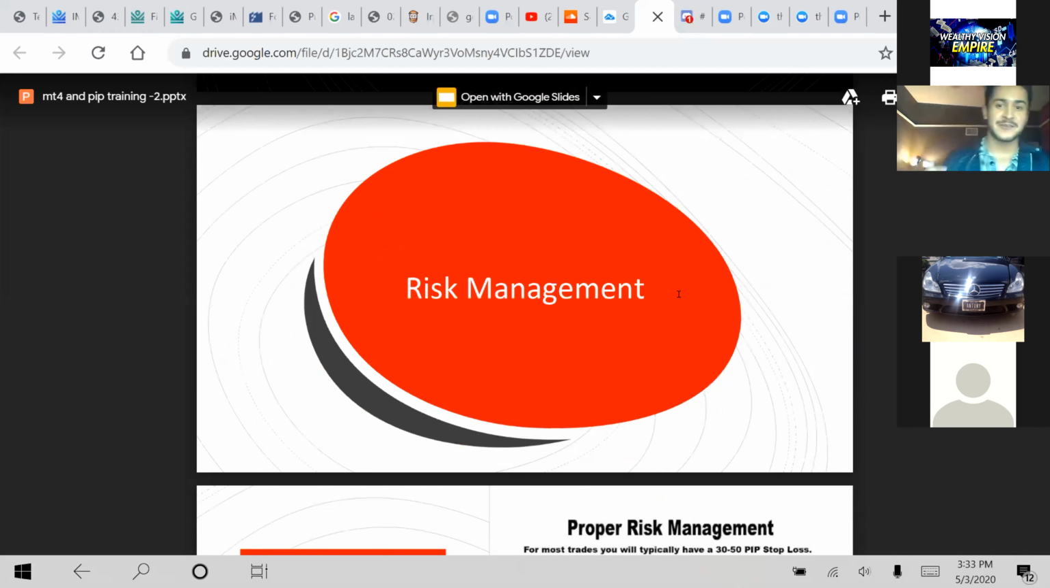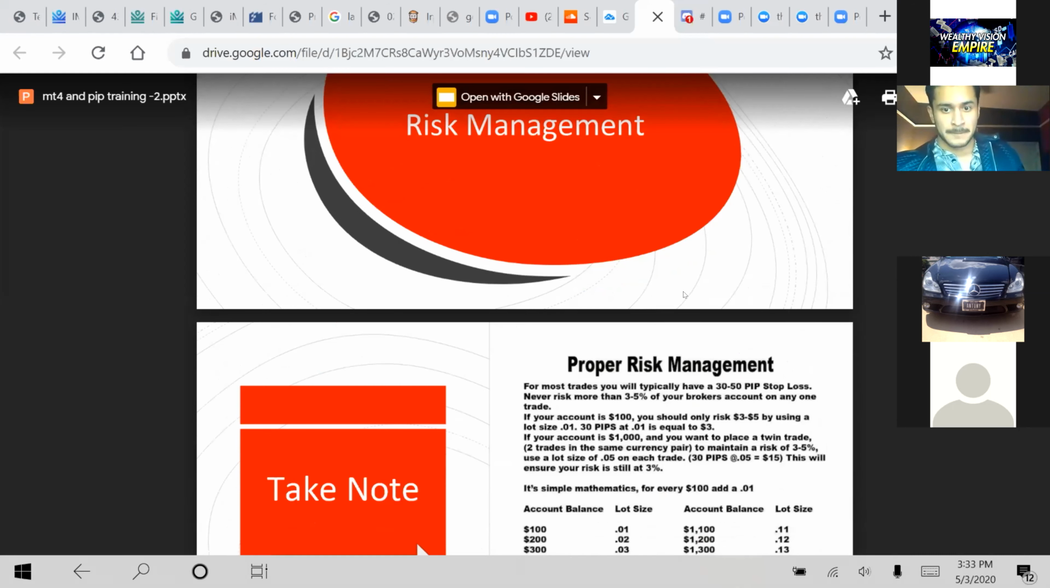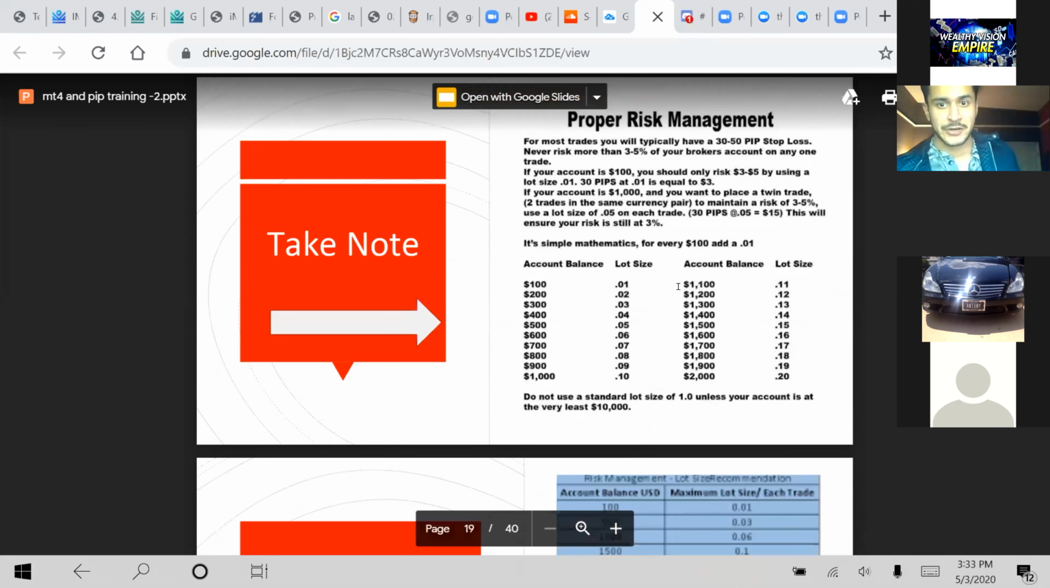Risk management is very, very important, guys, because I've seen some of us that don't even have stop losses. Stop losses are very important to have in all of your trades. That prevents you from basically blowing your account, right? And as you can see here, we get more in depth as to what we mean by proper risk management, guys.